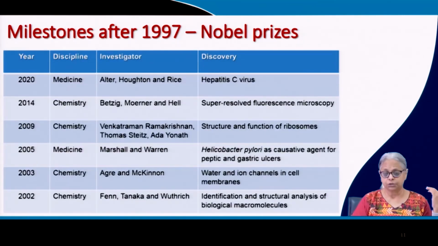I have a few more milestones after 1997 because the slide ended at 1997 with Prusiner and prions. So starting from the bottom, 2002, the Nobel Prize for Chemistry was given to a group of scientists, Fenn, Tanaka and Wüthrich, for identifying and understanding the structural behavior of biological macromolecules. In 2003, we have Agre and MacKinnon, who were able to demonstrate the presence of water and ion channels in cell membranes.